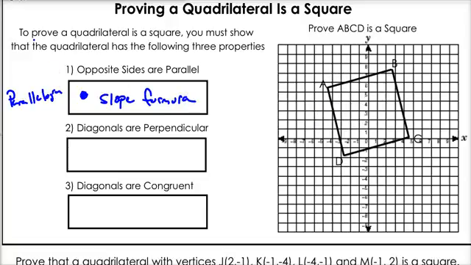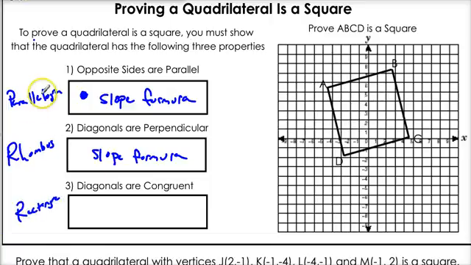The next one, we're going to show that diagonals are perpendicular. All right? So that shows that it's a rhombus. So it has one property of a rhombus, and once again, you need the slope formula. And then finally, you're going to show diagonals are congruent, showing that it's a rectangle. And remember, a square is just a parallelogram with one rhombus property and one rectangle property.